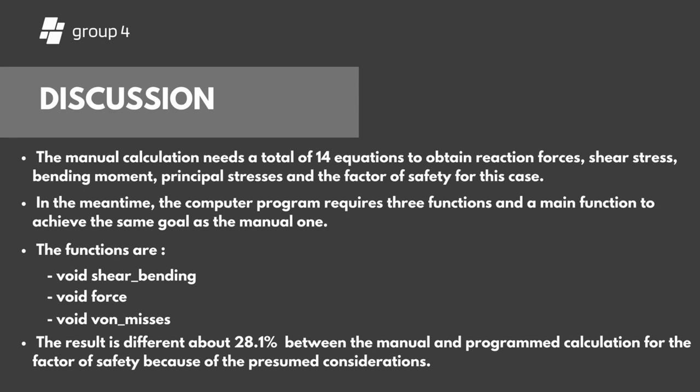Next, the manual calculation needs a total of 14 equations to obtain reaction forces, shear stress, bending moment, principal stresses, and the factor of safety for this case. In the meantime, the computer program requires 3 functions and a main function to achieve the same goal as the manual one. The functions are void shear bending, void force, and void von Mises. Ultimately, the result is different by about 28.1% between the manual and program calculation for the factor of safety because of the presumed considerations. That's all from me.